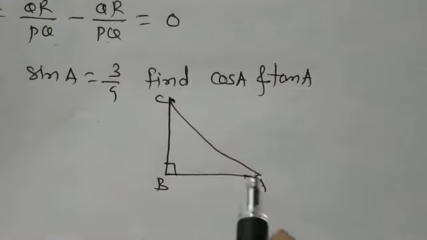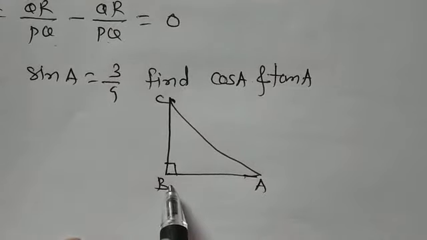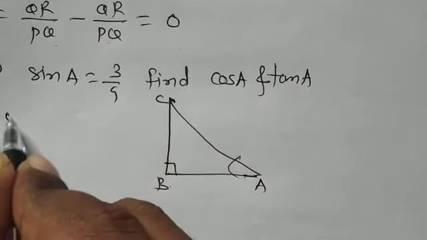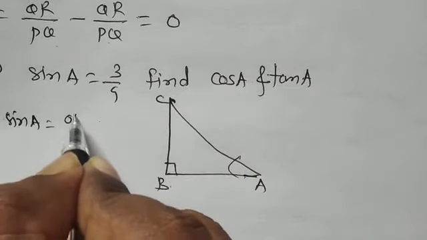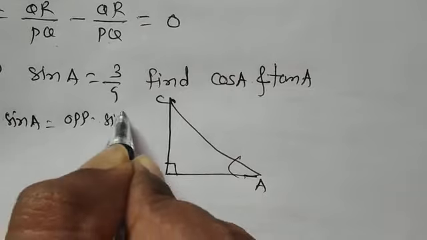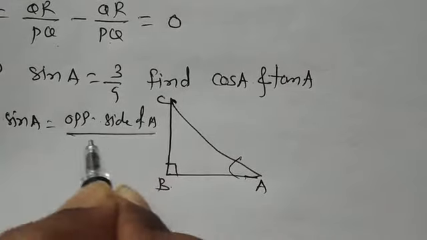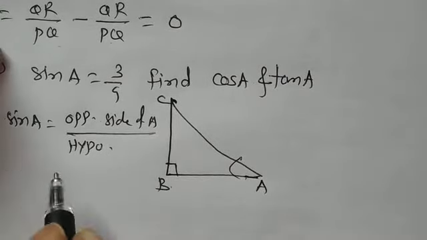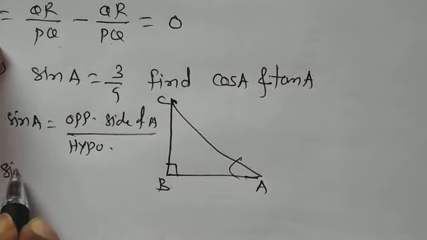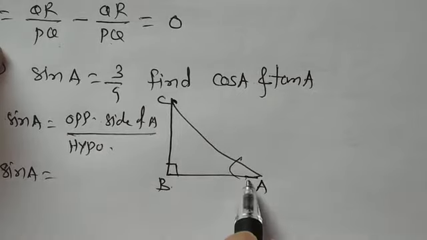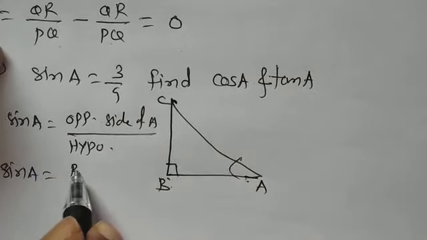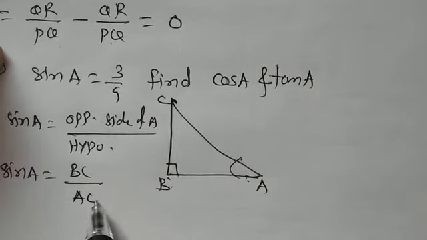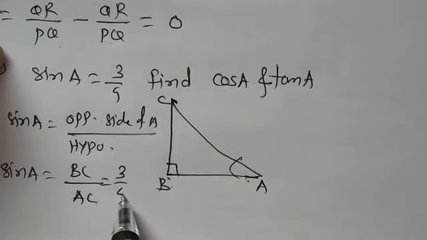Angle B is 90 degrees. Then sin A: we know sin A is opposite side upon hypotenuse. The opposite side for sin A is BC, upon hypotenuse AC. So BC by AC is equal to 3 by 4.